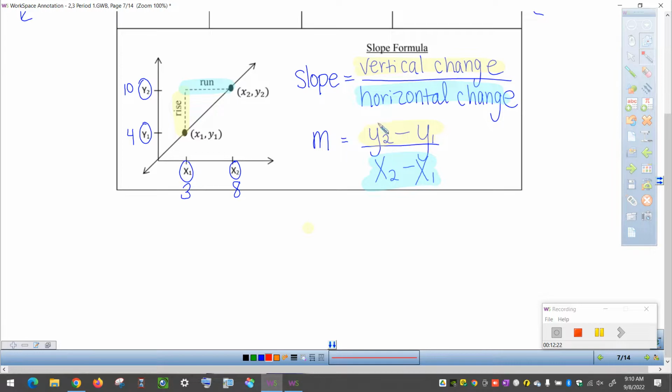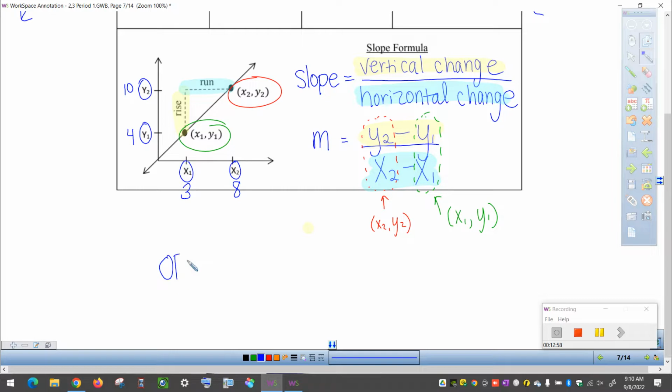But what's important about the way this formula is set up is that the order of the subtraction is consistent. So notice how in this first position, these two points go together: x2 and y2 were from the same point. In the second position here, those two numbers are also from the same point, so that was from x1, y1. This is typically how we write this out, as y2 minus y1 over x2 minus x1.